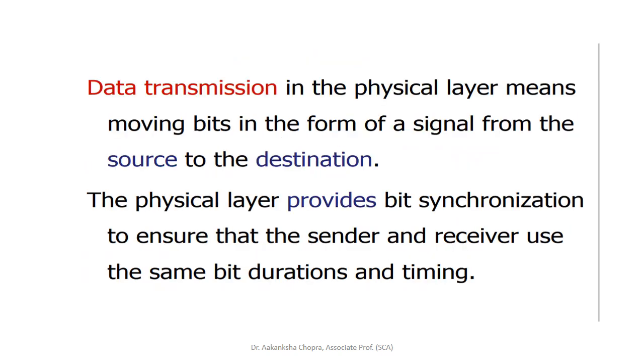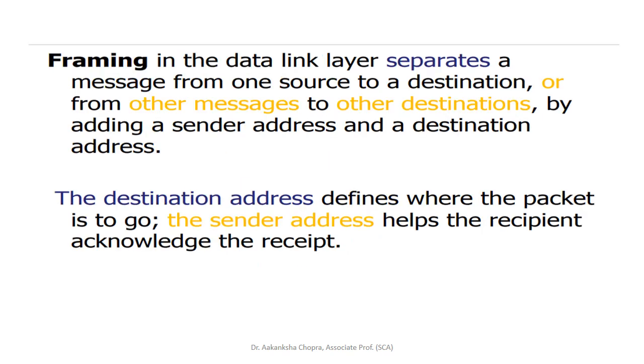Data transmission is basically done by the physical layer, which moves the bits in the form of a signal from the source to the destination. If we talk about the framing concept, framing is a very important characteristic of the data link layer, in which the raw bits flowing from the physical layer are converted into three sections known as a frame: the first section is known as the header, the second is the data, and the third is the trailer of that particular frame.